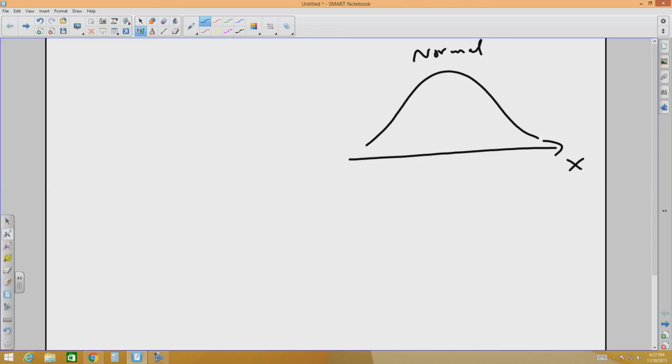And the probability in this case is the area under the curve. This area is actually representing the probability. And from chapter 4, you know the sum of probability must be 1. That's why the total area under the curve is actually 1.